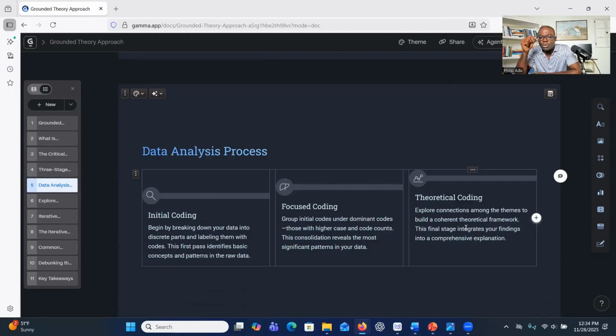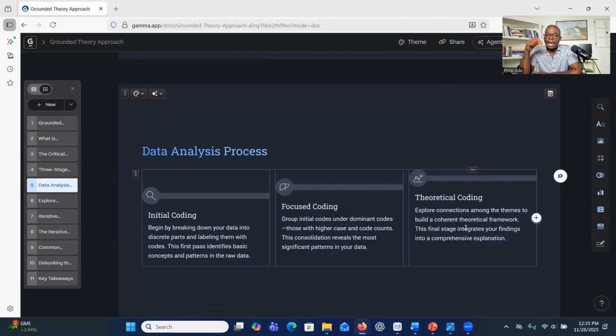Then you move on, and you compare what you have developed to the data that you have, right? Because in grounded theory, you are not just developing the theory. It should be based on the data. It should be data driven. So you have to compare what you have developed to the data. Is the data confirming or supporting the theory that you have developed?